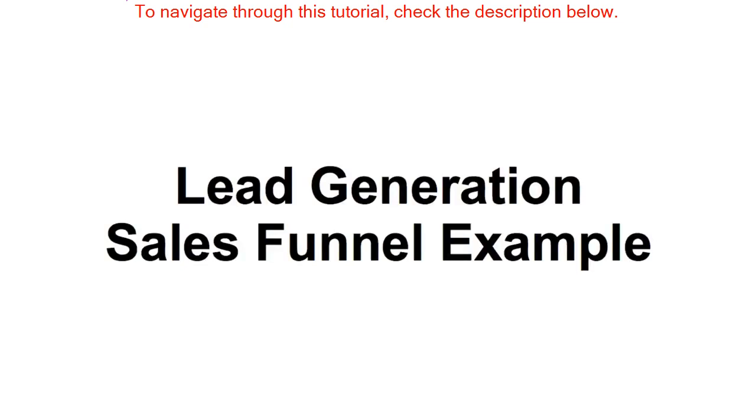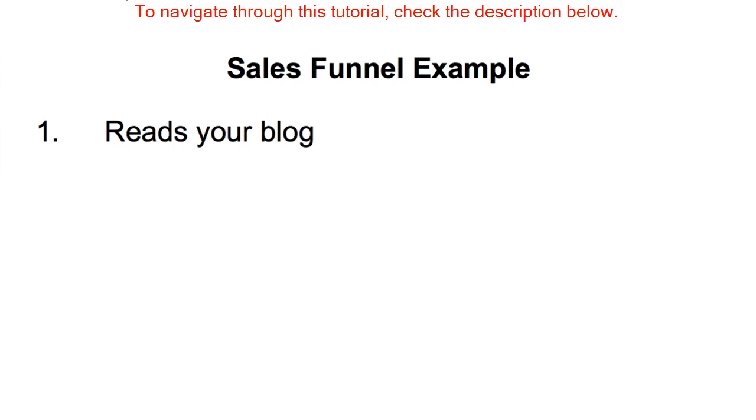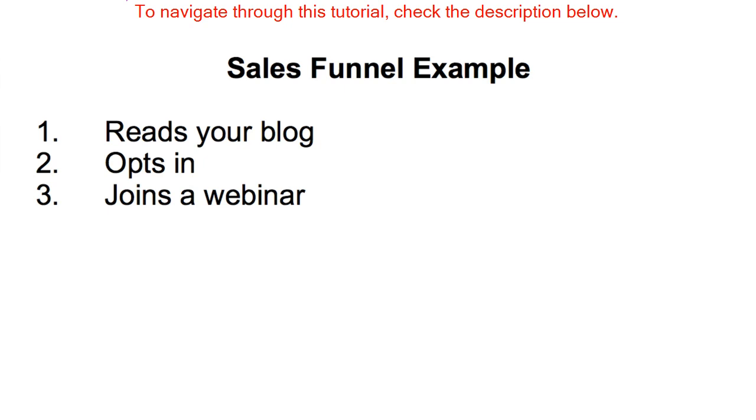Hi, in this video, I'm going to show you a simple lead generation sales funnel example. So the first step and introduction to your brand and product usually starts with your content. It could be a blog, could be a YouTube video, could be a Pinterest infographic, could be a Twitter tweet, whatever it may be. That's the first initiation. So in this example, a potential prospect reads your blog, and they opt in. They opt in to receive your free report, to receive your newsletter, or whatever it may be. Once they're on your email database, perhaps you can invite them to join a free webinar to educate them about a certain topic.